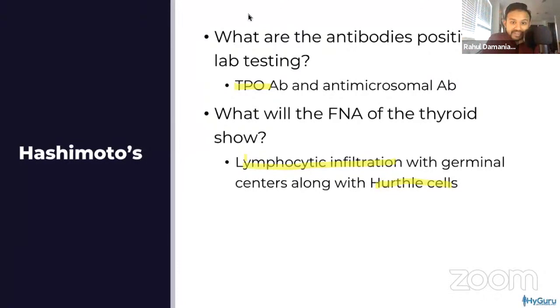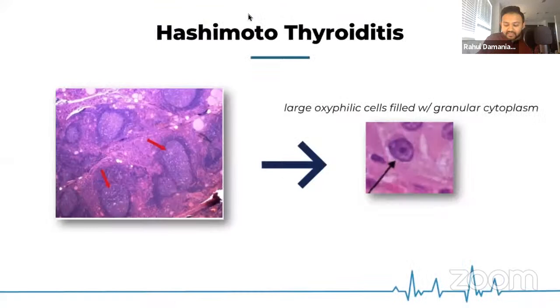So as you can see, these are going to be the actual germinal centers and chronic inflammation that we will see in Hashimoto's. And this is going to be a characteristic Hürthle cell, which the USMLE can describe as large oxyphilic cells filled with granular cytoplasm. And as you can see, they have prominent nucleoli as well.